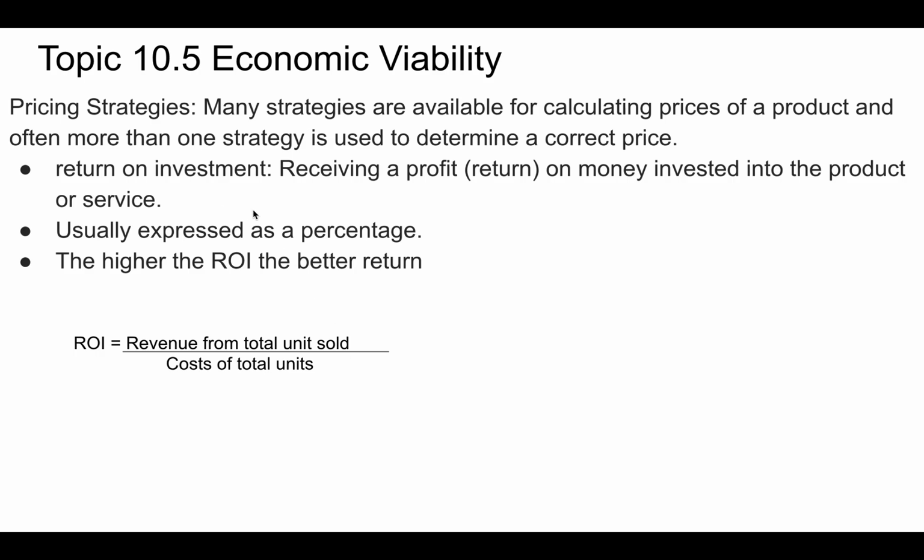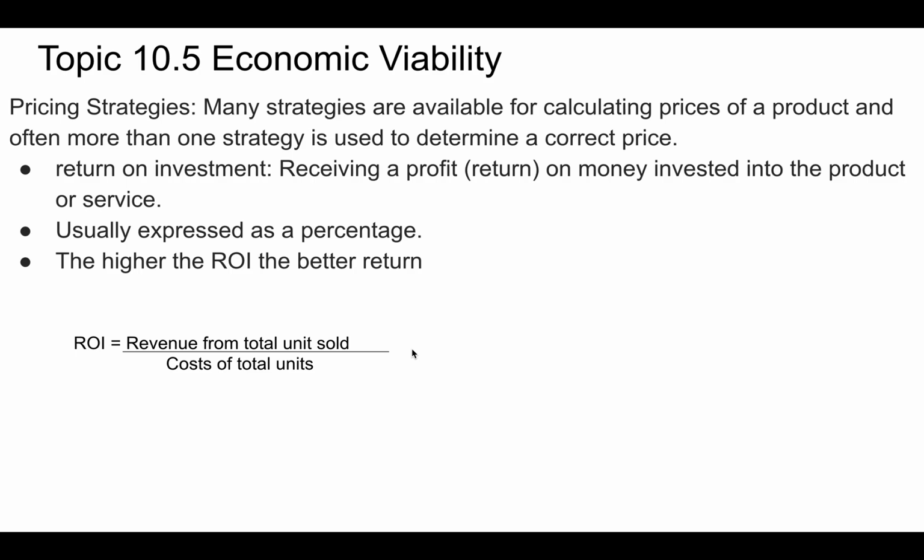Okay, return on investment. This is usually expressed as a percentage. This is receiving a profit or return on the money invested into a product or service. And the higher the ROI, the better the return. So what we're looking at is, how much money did I make from the product that I sold? And then I'm going to divide that by the total invested, and that'll give me a number.